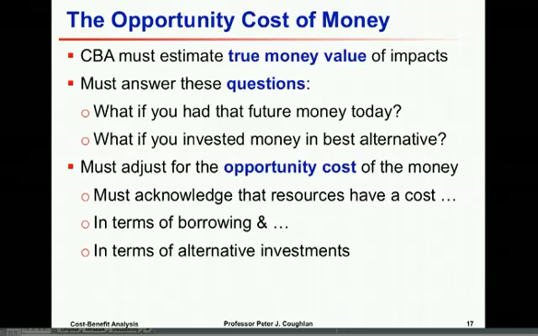Well, that's what we call the opportunity cost of money. The idea is when we do cost benefit analysis, we must estimate the true money value of all impacts, impacts being benefits or costs, right? So not only does that mean adjusting for inflation, but also adjusting for the opportunity cost of money. And so the numbers you're putting in a cost benefit analysis have to answer the questions: What if you had that future money today? Or what if you invested the money in the best alternative? Those are the ideas.